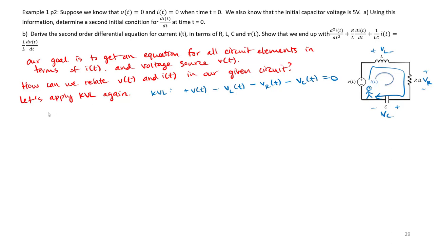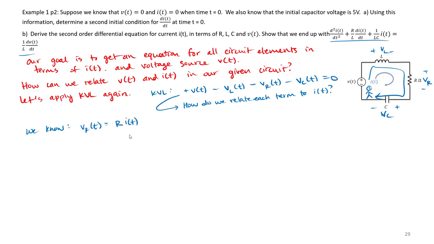So how do we relate each of these terms to I(t)? Remember, our goal is to get all of the terms of this equation in terms of I(t) and V(t). Well, what do we know? We know VR(t) is equal to our resistance R times I(t). So that can relate VR to current. What else do we know? Well, we know VL(t) is just going to be equal to L times di(t)/dt, because I(t) is the current passing through our inductor.